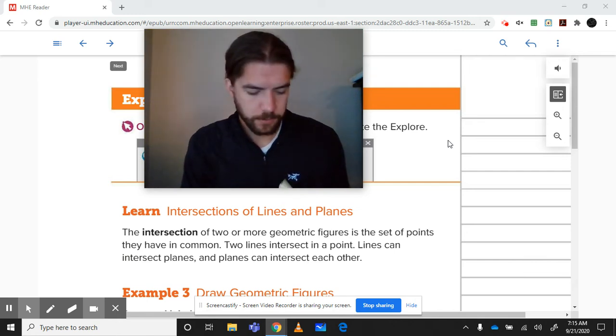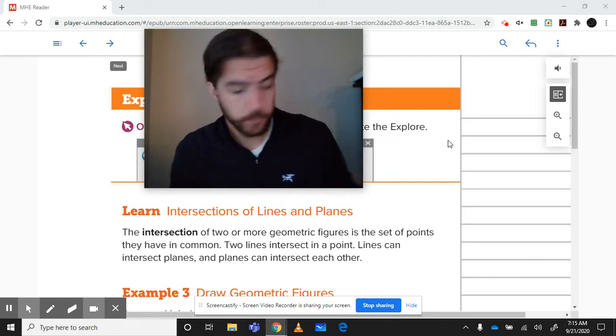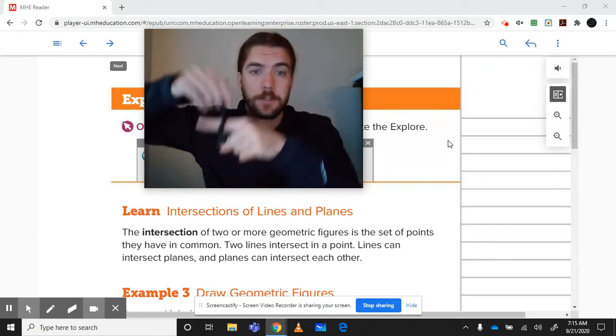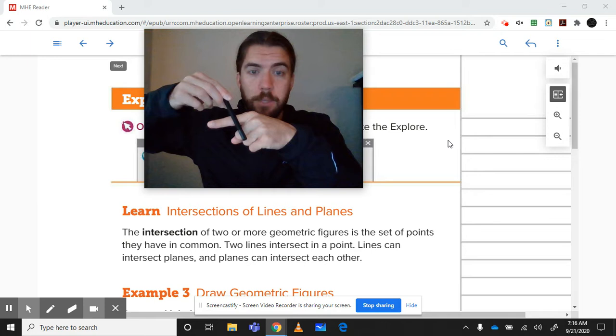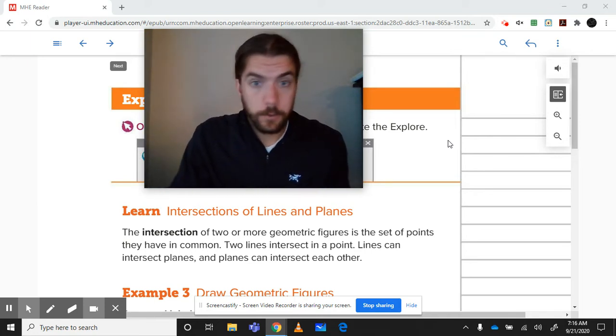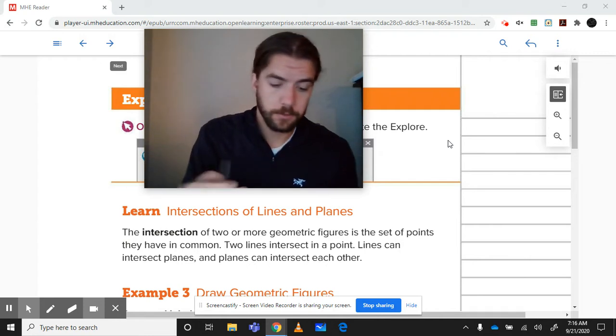Okay, so now we're going to talk about something which is called an intersection. So an intersection, think of like a street intersection. You've got two streets and they intersect at some place. They kind of cross over. So we want to talk about what do you typically get when you intersect these different things?